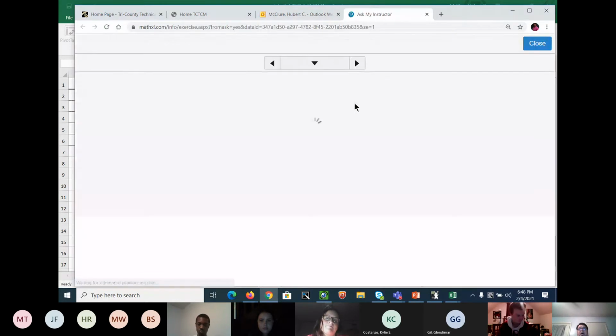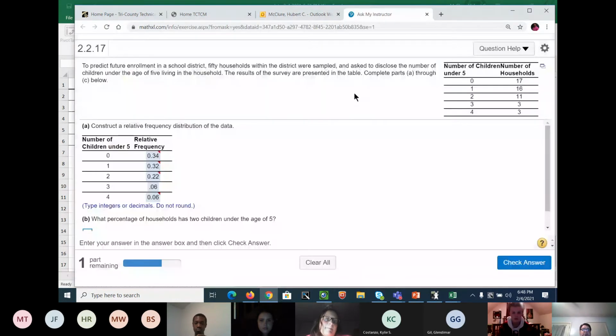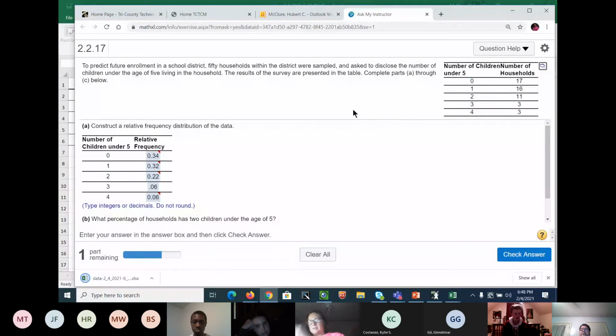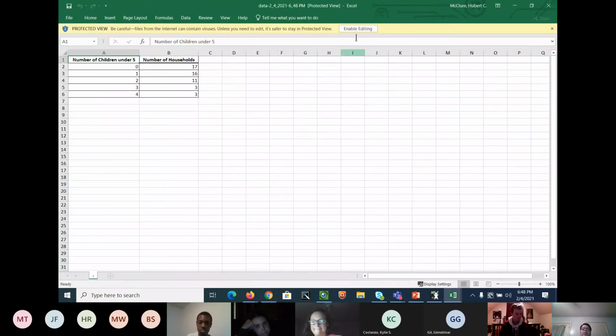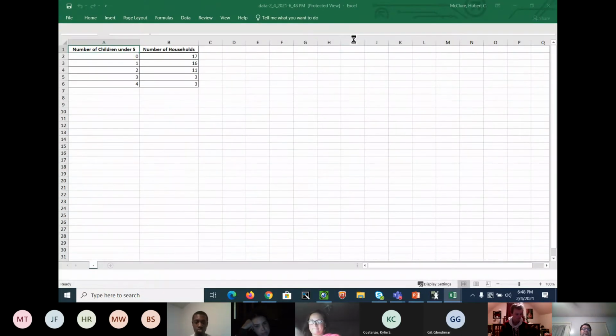And hopefully y'all are not on chapter 1.1. To predict a future enrollment, complete the parts. Okay, I'm just going to go ahead and we're going to do everything with this. We can't do midpoints. That's where I'm still lost at, is midpoint and all that. They can't because you don't have classes. Oh. You just got 0, 1, 2, and 3.